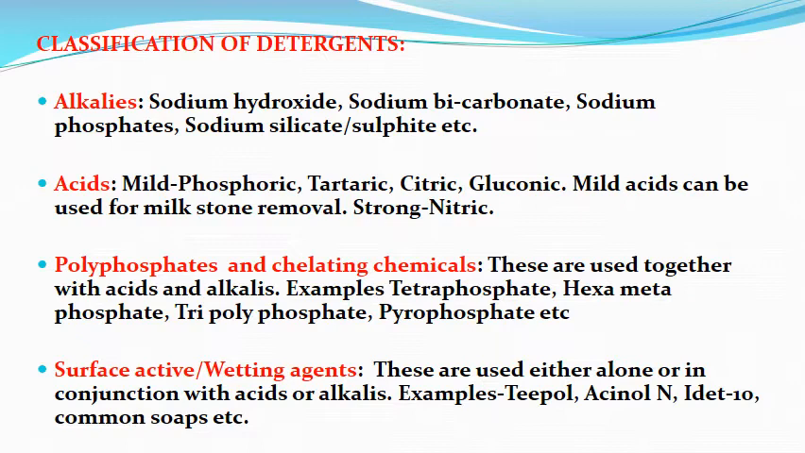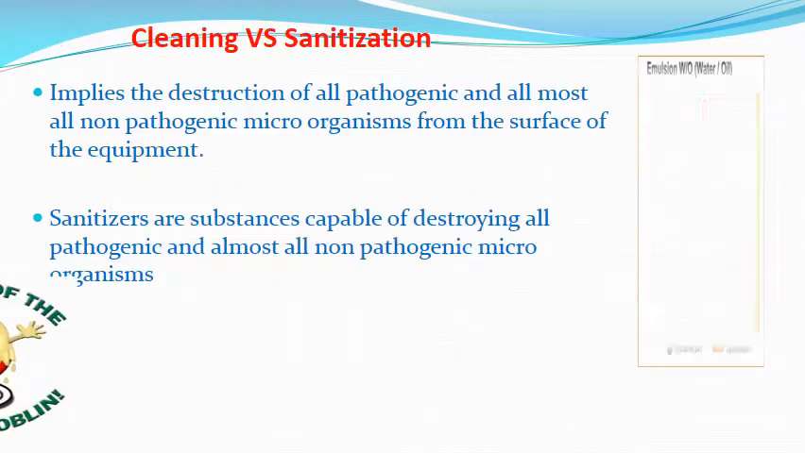These are used together with acids and alkalis. Examples are like tetraphosphate, hexametaphosphate, tripolyphosphate or pyrophosphate. So they are used as an additional compound along with the acids or alkalis. And fourth category is surface active agents or wetting agents. They help the detergent to mix with the soil better. So these are used either alone or in conjunction with acids or alkalis. The examples are like Teepol, which is very common, Acinol N or Iodet 10, and sometimes common soaps. So these are the different categories or classes of detergents.